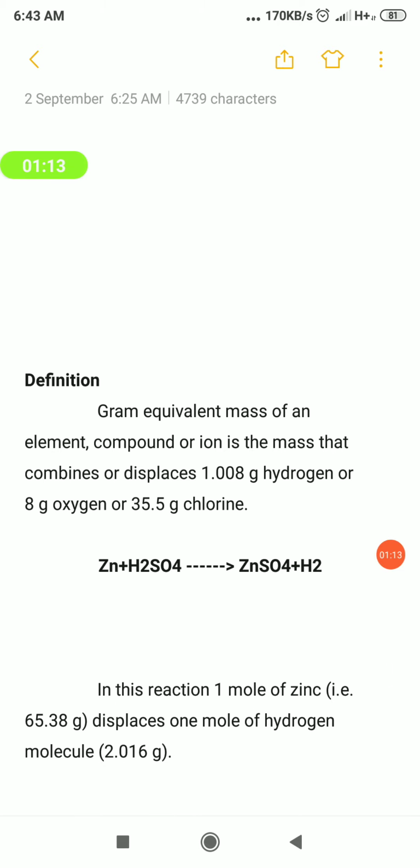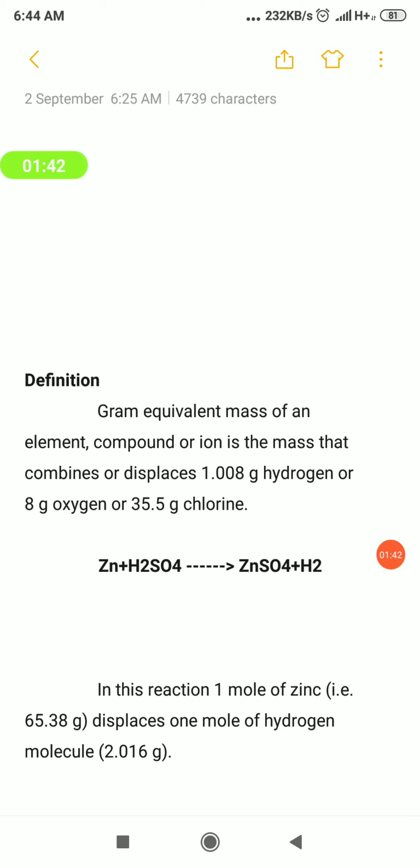First definition, what is called as gram equivalent mass. It's a very important 3-mark question. So let us see the definition and then I'll give you the explanation. The gram equivalent mass is defined as the mass of an element, compound or ion that can displace 1.008 gram of hydrogen or 8 gram of oxygen or 35.5 gram of chlorine.